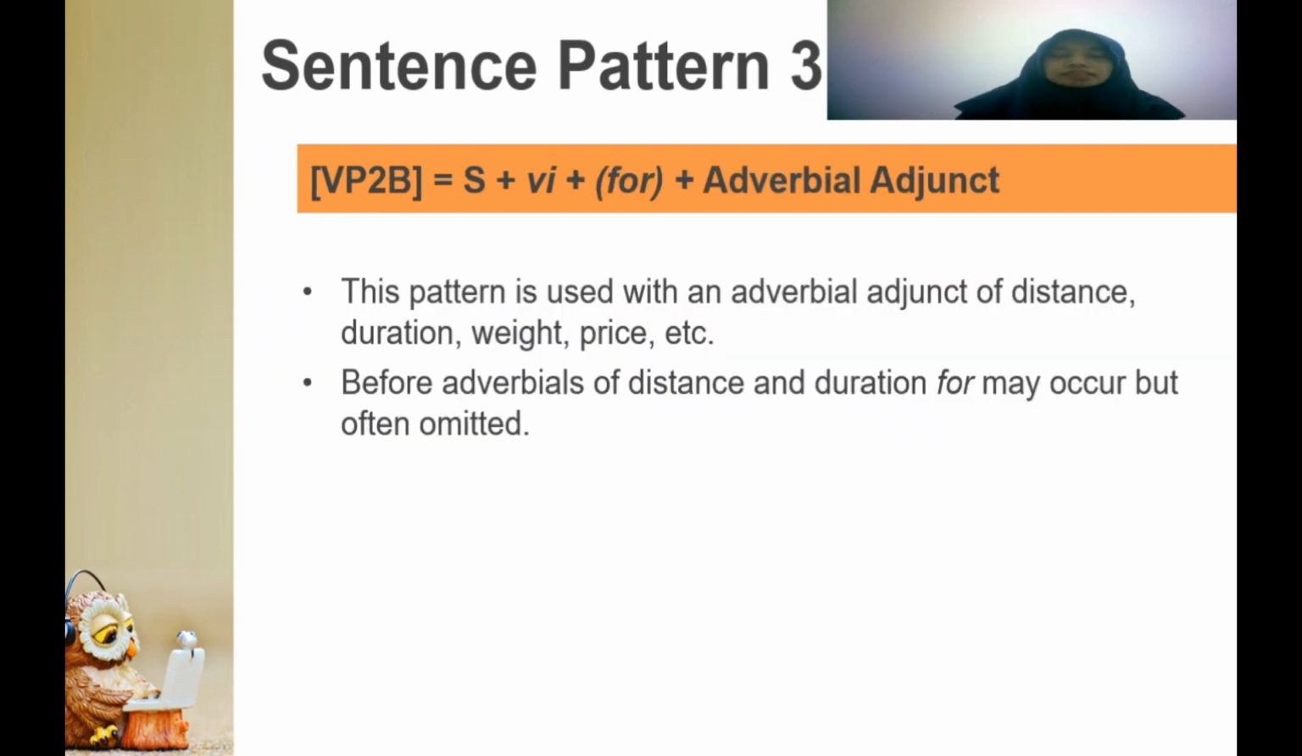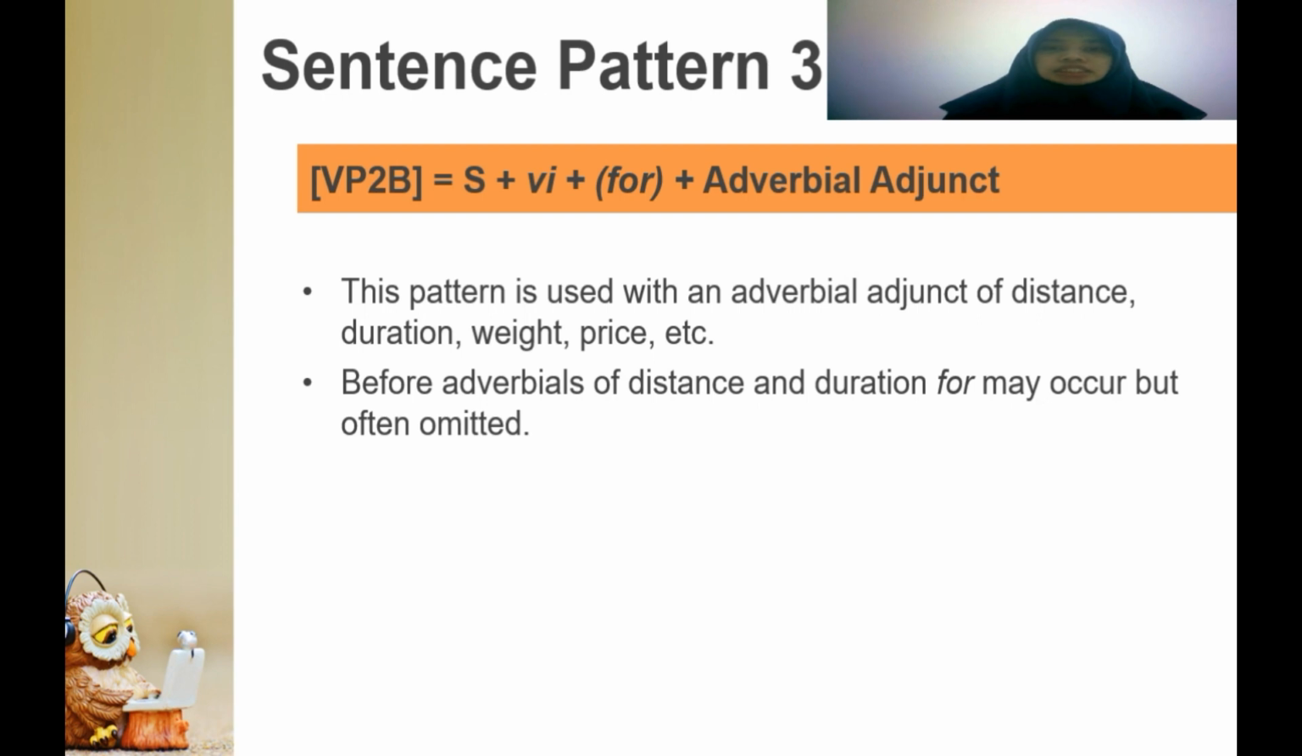Move to the sentence pattern 3. We have verb pattern 2b. The rule says subject plus verb intransitive plus for. For here is optional, and then adverbial adjunct. So this pattern is generally used with an adverbial adjunct for distance, duration, weight, or price. So probably we have like 2 miles, or durations like for 2 years, and then weight, for example, 2 kilos, and price, for example, $10, and so on and so forth.